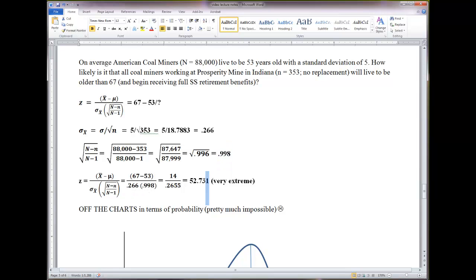This is a huge z-score. I can tell you right now, it's going to be off the charts if we try to find it. There is no z equals 52 on those charts. It's very extreme, and it's pretty much impossible that you would have every single employee in this mine live to be retirement age or older.